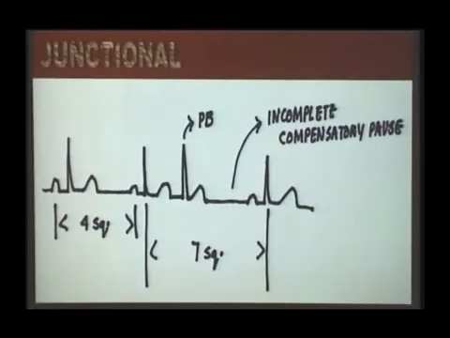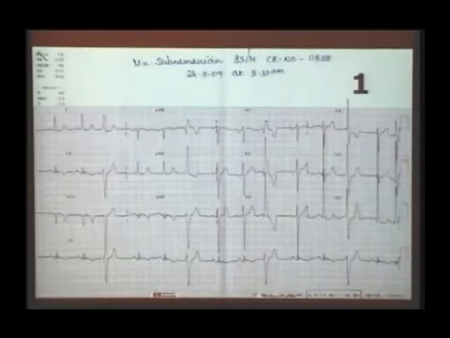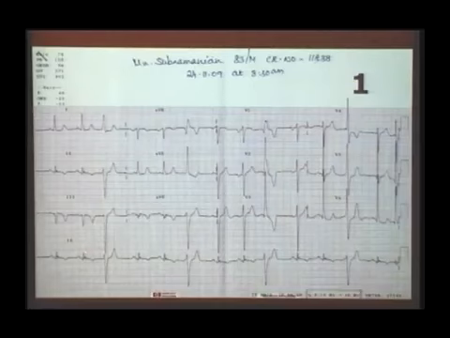The compensatory pause is measured by taking the RR interval which includes the premature beats. So that is the measurement of compensatory pause. What you must do is measure the RR interval which includes the premature beat. In this ECG, I want to measure the compensatory pause. I measure from this R wave to this R wave because this RR interval includes my premature beats.